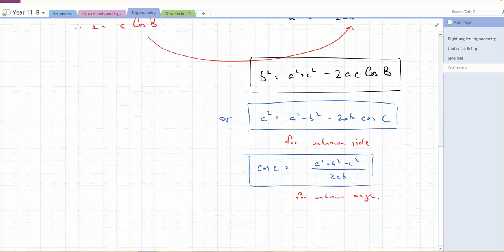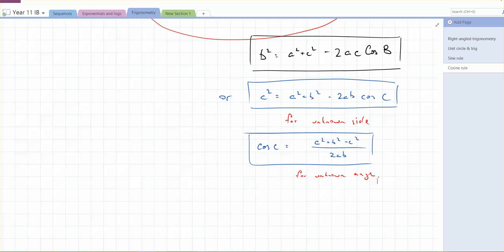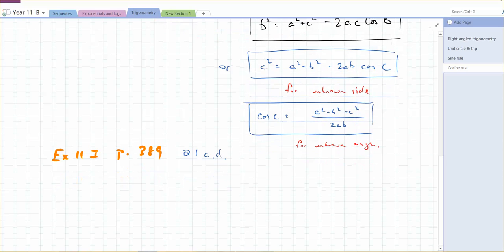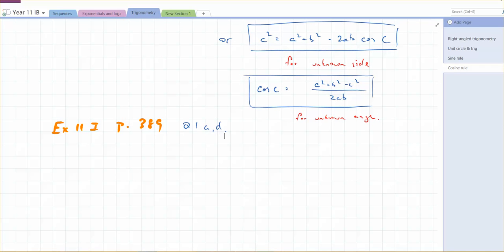Okay, so let's do an example or two. Go to exercise 11I, it's on page 389. We're going to do question 1, A and D, so that I'm not doing any of your work requirements. Oh no, not A and D, B and D. Beg your pardon. So question 1B. Let's see how this works.